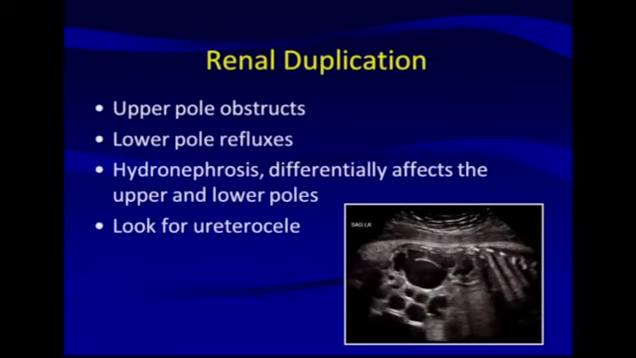Now, renal duplication occurs when there are 2 ureteric buds which meet the metanephric blastema to form 2 renal collecting systems in 1 kidney. And the upper pole collecting system will often insert ectopically into the bladder, leading to things like a ureterocele. You may see hydronephrosis with the duplicated collecting system, which will differentially affect the upper and lower poles, because the upper pole will obstruct and the lower pole will reflux.